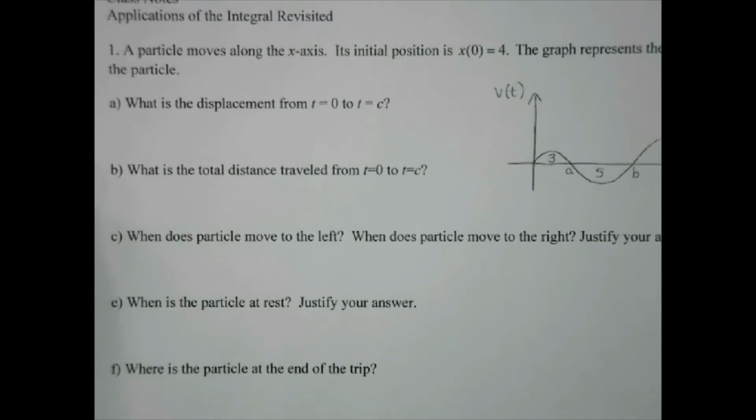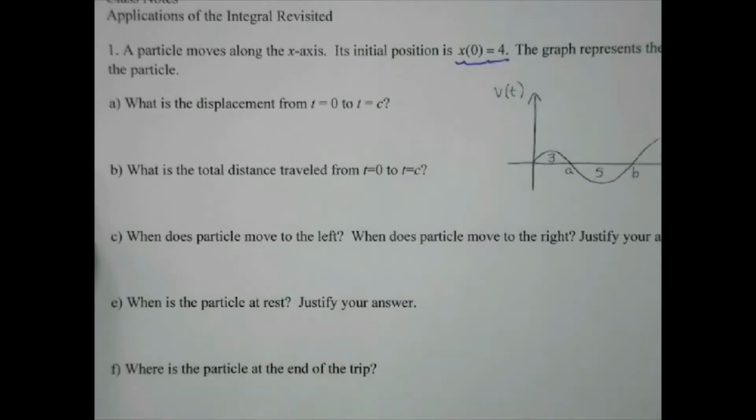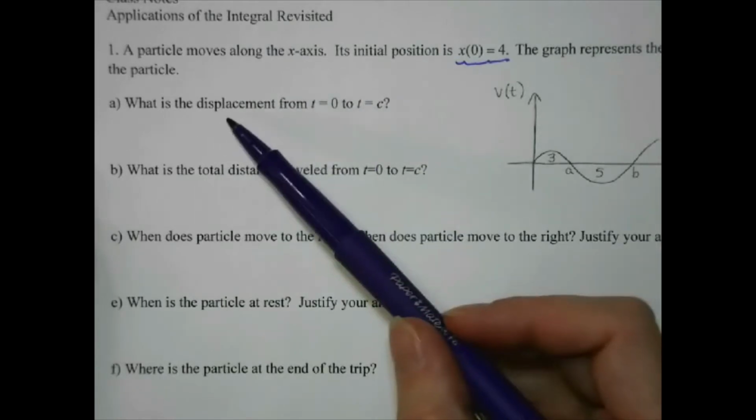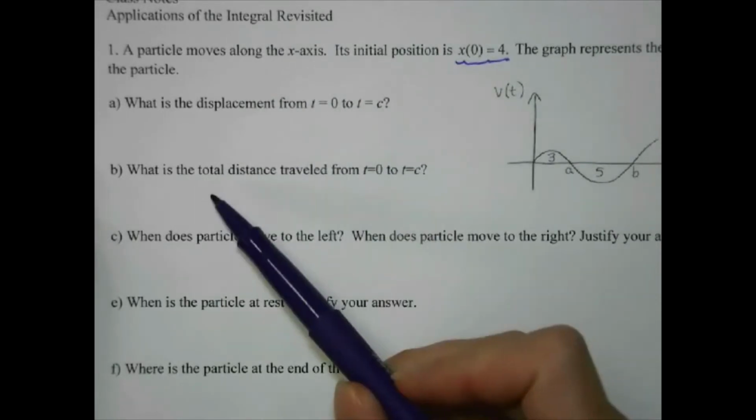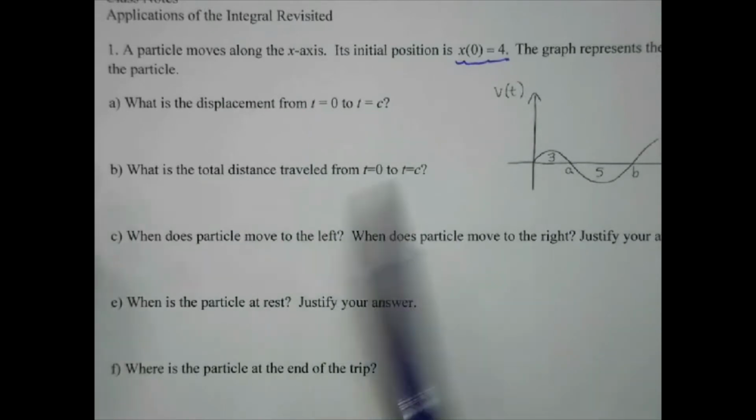And the particle moves along the x-axis. Its initial position, and always pay attention to that kind of information, is 4. The graph represents the velocity. So we're asked for the displacement from 0 to c and total distance traveled from 0 to t.